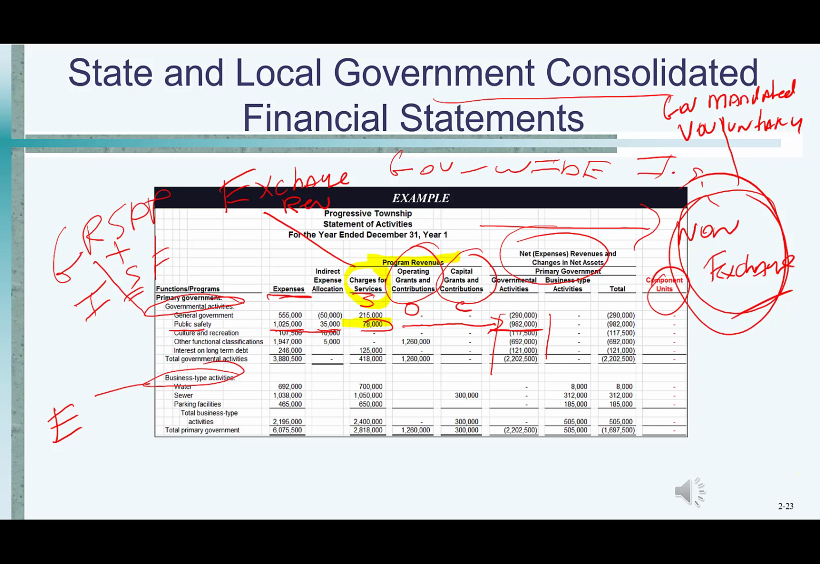And then we had program revenues. Program revenues are used to defray the cost of my programs. So even though they spent $1,025,000, ignoring the indirect cost allocation, on public safety, they get some money in to help pay for this. And we talked about charges for services; they raised $78,000. Remember we said, how do you charge for public safety? Are the police going to people and saying, if you want me to chase the criminals, it's going to cost you a little bit more? We had that whole discussion.